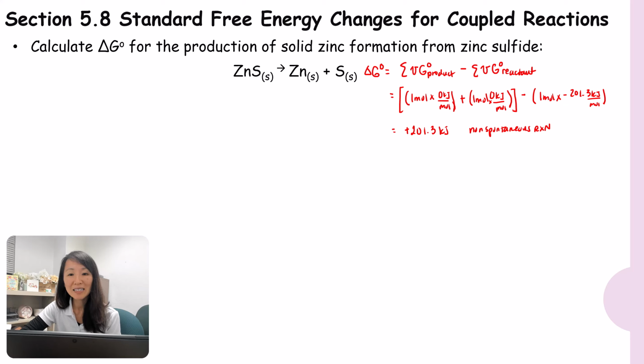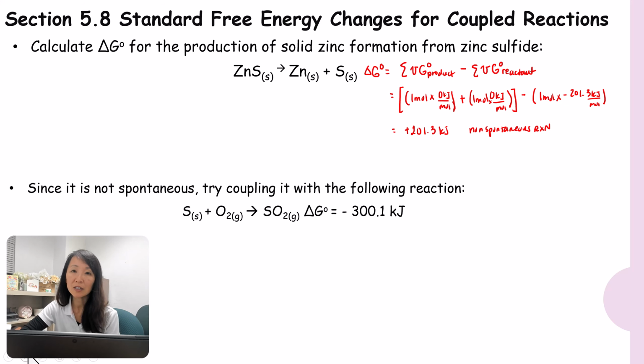So here is the key for that particular delta G naught. You will get 201.3 kilojoules, which lets you know that this is a non-spontaneous process since it is a positive value. But how do we get this reaction to become spontaneous? You can, by going through a coupled reaction.